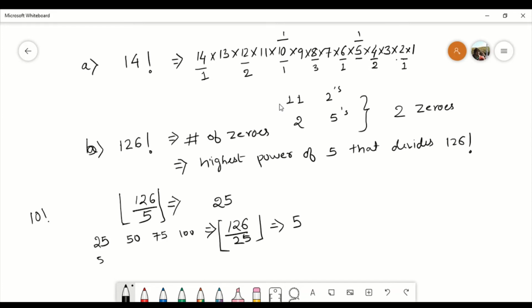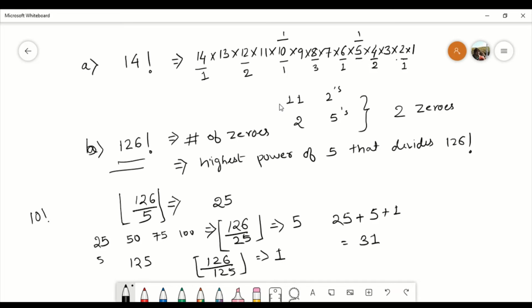Also, 125 has three fives, so 2 we have already taken care of with the 5 at 25, but it still has one 5 which is not counted yet. So we have to again do 126 upon 125, which is only 1. So how many fives are there in this particular expression? It's 25 plus 5 plus 1, which is 31. So this expression will have 31 zeros, right?